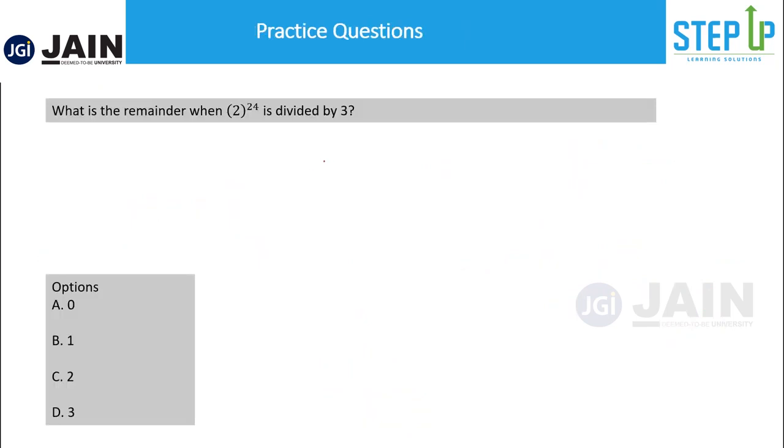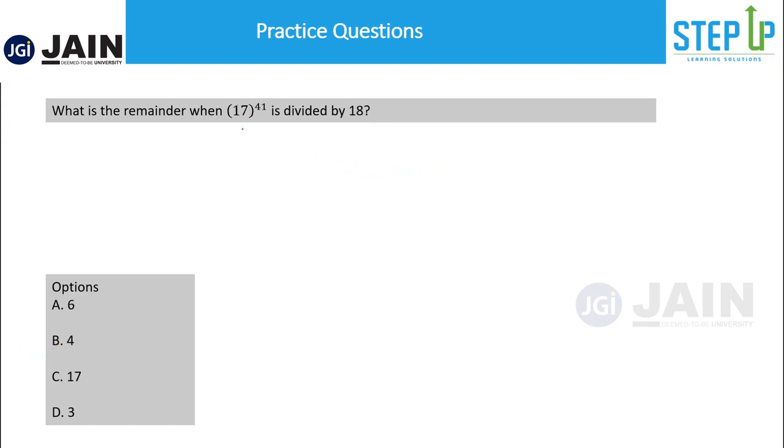So 2 to the power 24 by 3. Now this is already in the form of 2 to the power 24, so if you have to divide this by 3, you can say 2 is 3 minus 1, right? That is what 2 is, to the power 24 upon 3. This 2 can be written in this format also. That means now I can say this would always be 0. So minus 1 to the power even number, that means your remainder would be 1. So this is pretty simple.